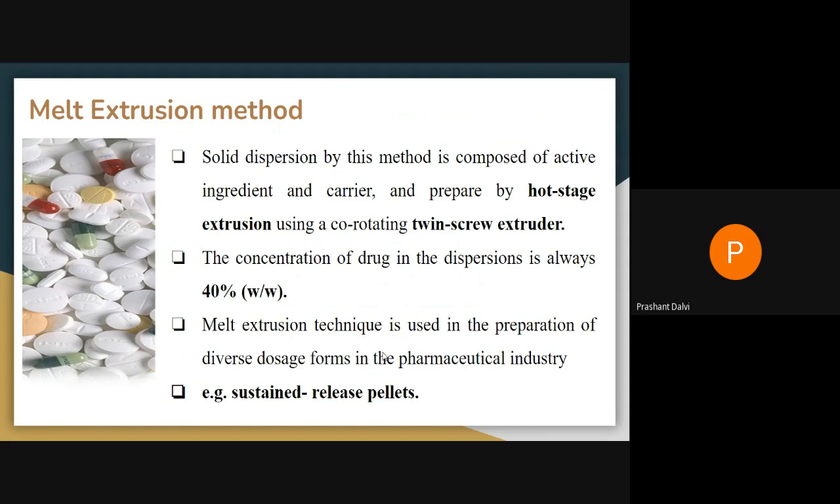The next important technique, that is the melt extrusion method, is a very important technique. Melt extrusion for the formation of amorphous solid dispersions. It is not a solvent based technology.